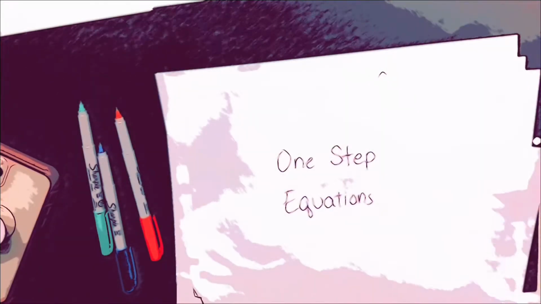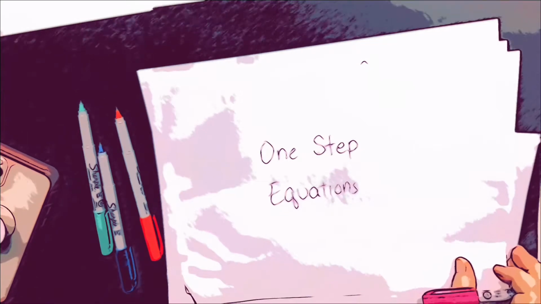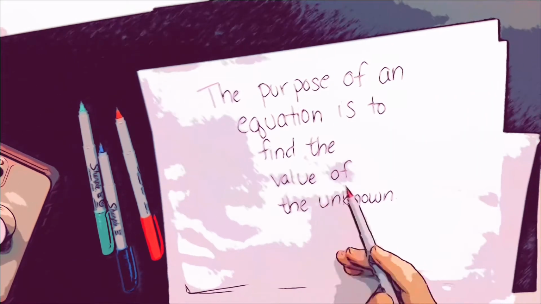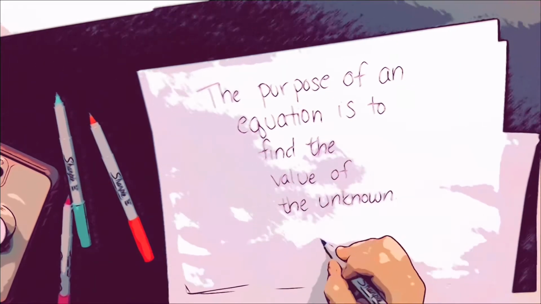Okay, one-step equations. Equations, remember, have an equal sign in them. And so the whole point or purpose of an equation is to find the value of the unknown. And when we have an unknown in math, we make it a variable.